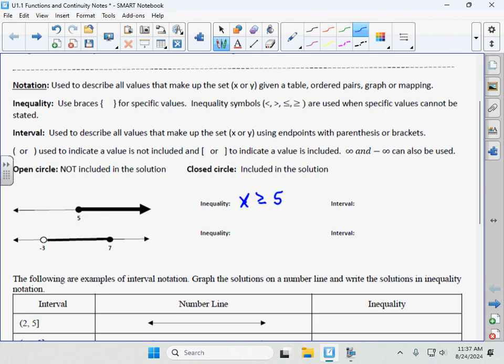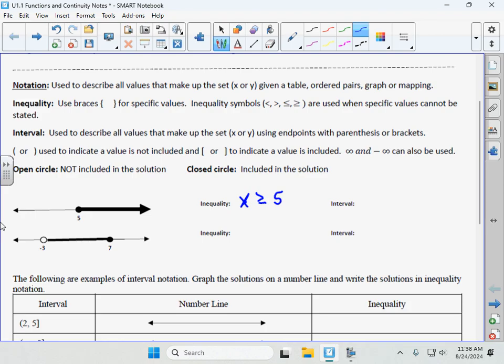Right, so x is greater than or equal to 5. When I'm doing inequality notation, I always put the variable first, x, then the inequality, greater than or equal to or less than or equal to, and then the number. The direction your inequality points should be the same as its shading. So if it's shading to the right, it should be pointing to the right. All right, and then let's do the inequality for the second graph.